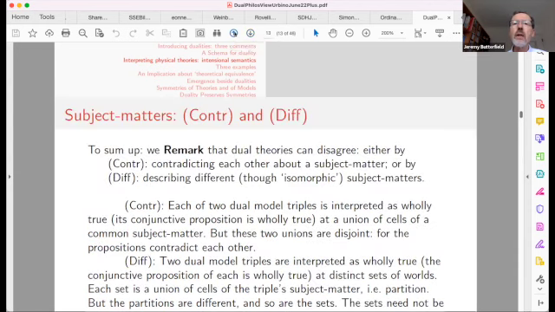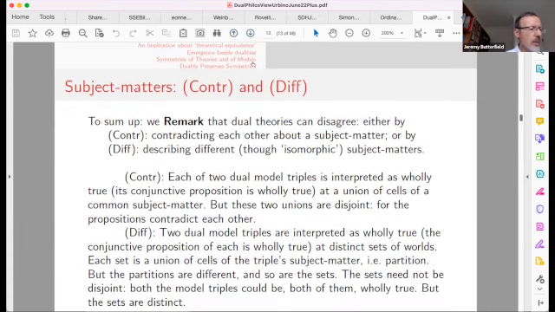Okay, so to sum this up, let me introduce labels, which are a bit ugly, but they are easy to remember. There's two ways that two dual theories can differ or disagree or be different. And this contrast between the two ways, it doesn't depend upon the word duality. I mean, this is just true about any two theories or any two long conjunctive propositions. They can disagree by having a common topic, having a common subject matter, but making assertions about it which cannot both be true, or as we put it in brief, they contradict each other.